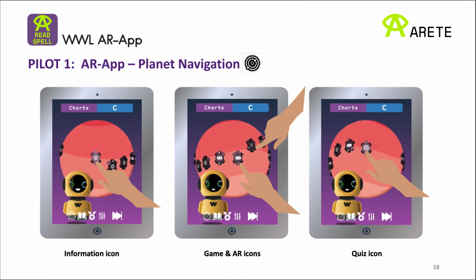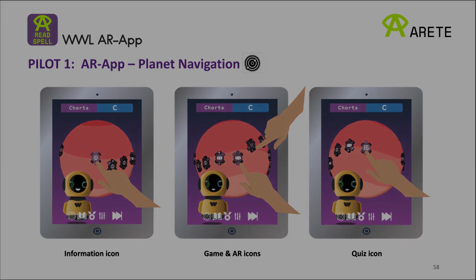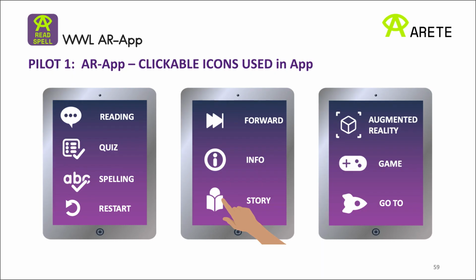The icons in each planet are linear and guide the student through the learning journey. The I is the information icon for learning concepts that are taught prior to doing an exercise. The plus sign with 2 dots icon represents a game. The box icon represents an AR tutorial. And finally, the checklist icon is for the quiz. This is the full array of icons that you will encounter throughout the app.